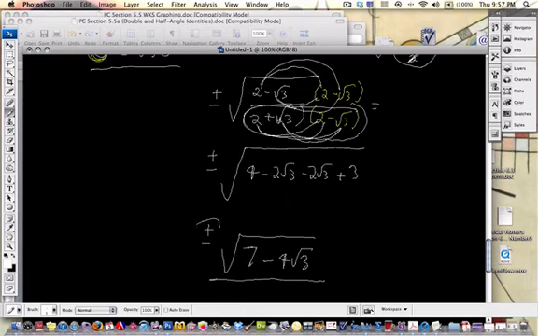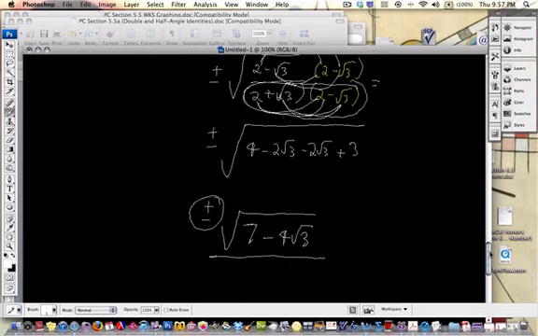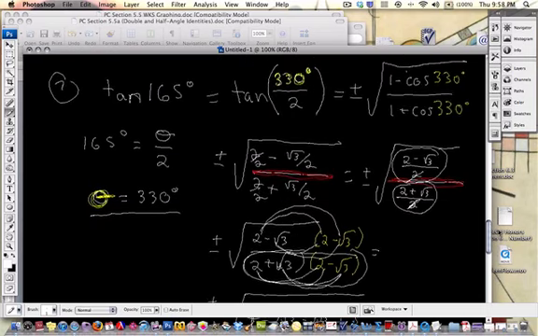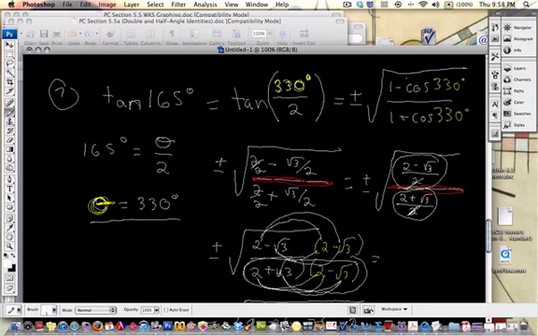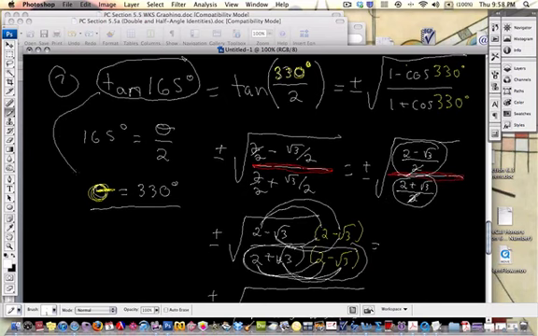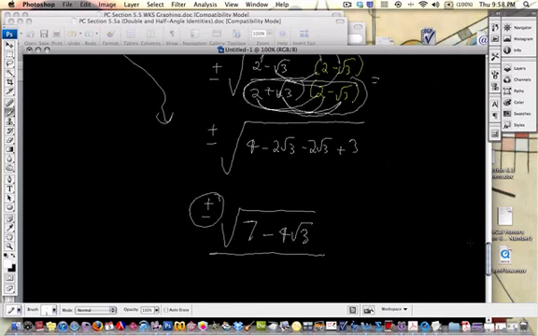But the only thing is we have to decide plus or minus, which one do we want? And what we have to do there is go back to figure out what we were doing, and what we were doing was finding the tangent of 165. That's what this is supposed to be. So I'm saying the tangent of 165 actually equals what's down here. Well, we have to decide, do we want positive or negative?